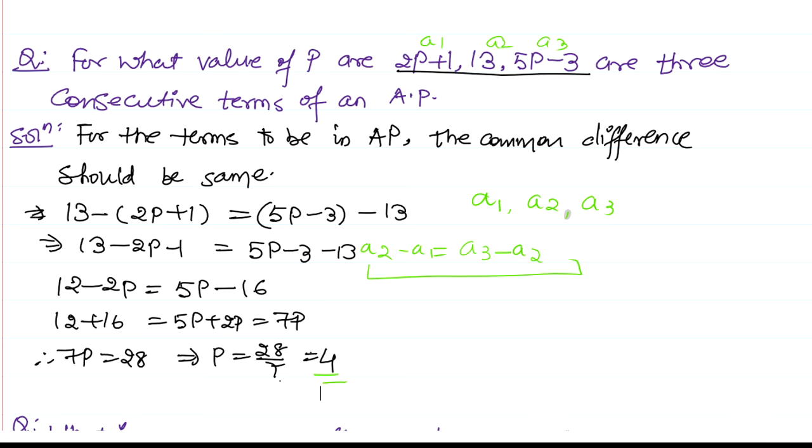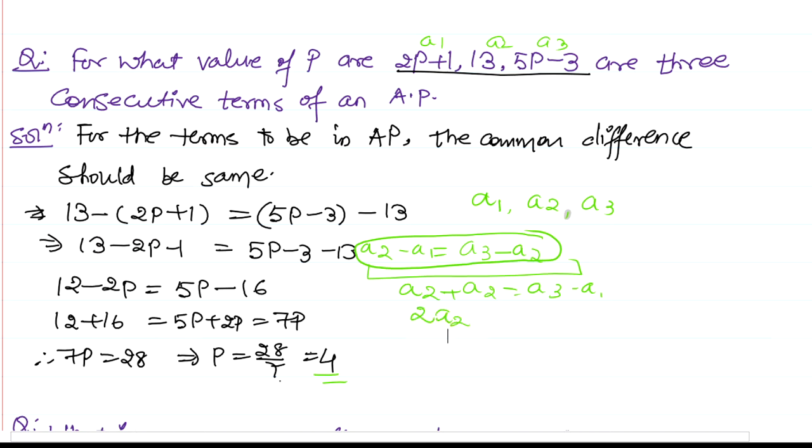I can think of one more approach for this. If I simplify this part only, what do I get? a2 goes on the left hand side, plus a2 is equal to a3 minus a1. Sorry, it will be a3 plus a1. So 2 times a2 is equal to a3 plus a1, or in short I can say a2 is equal to (a3 plus a1) divided by 2. Clear?